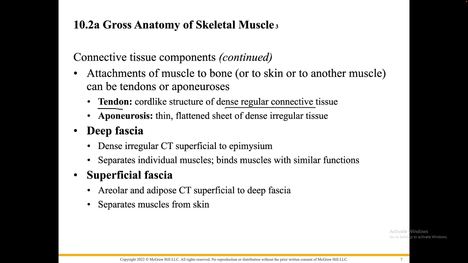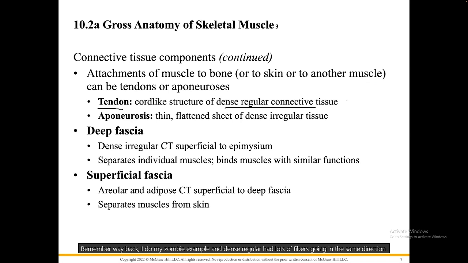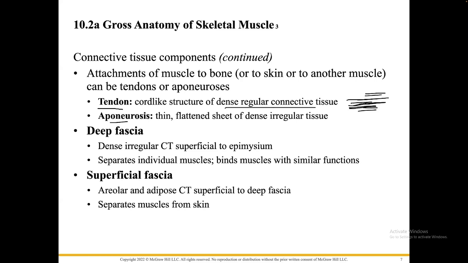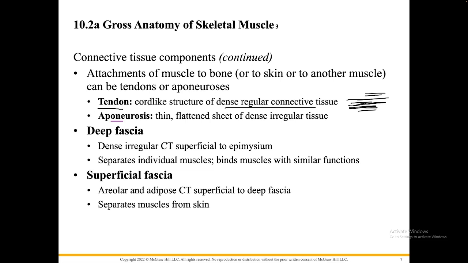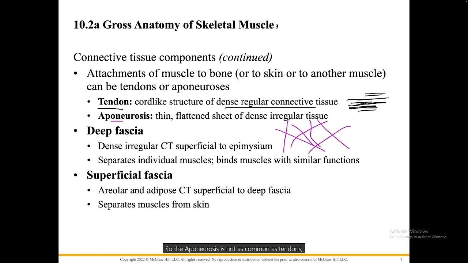These tendons are dense regular connective tissue. Remember way back I drew my zombie example, and dense regular had lots of fibers going in the same direction. And so that's a tendon. Another thing that sometimes happens is an aponeurosis. Let's do a different color. Aponeurosis is more of a blending, and so it's not regular. The fibers are a little more irregular. Aponeuroses are not as common as tendons, but I'll point those out as we go through.